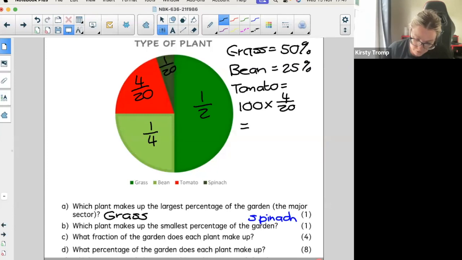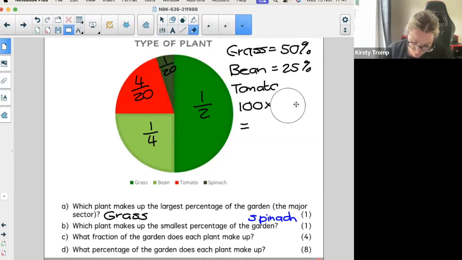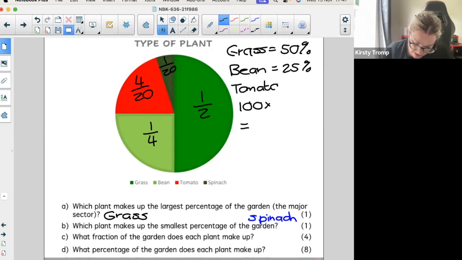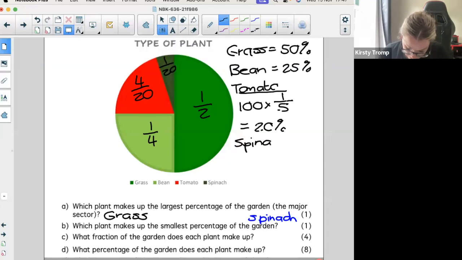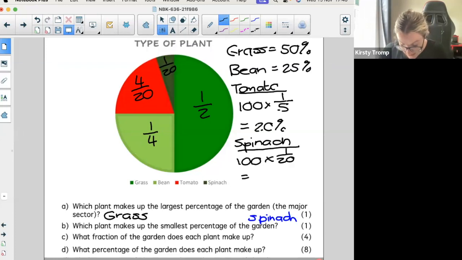Well, instead of saying 4 over 20, can we maybe simplify 4 over 20? Can we say that it could be 1 over 5? Because 4 goes into 4 once and it goes into 20 5 times. And 1/5 of 100 gives me 20%. So finally, if I'm left with spinach, 100 times 1 over 20 is going to give me 5%.